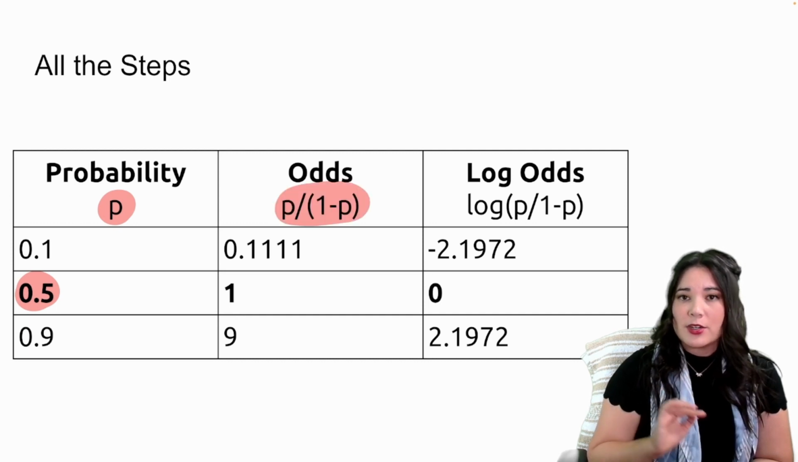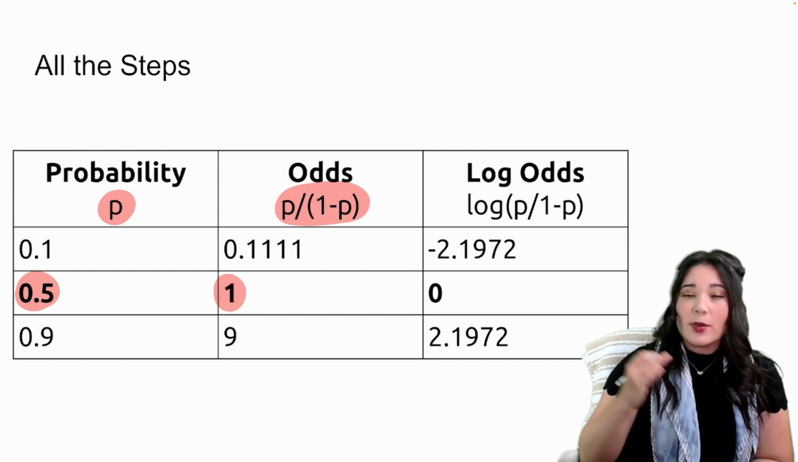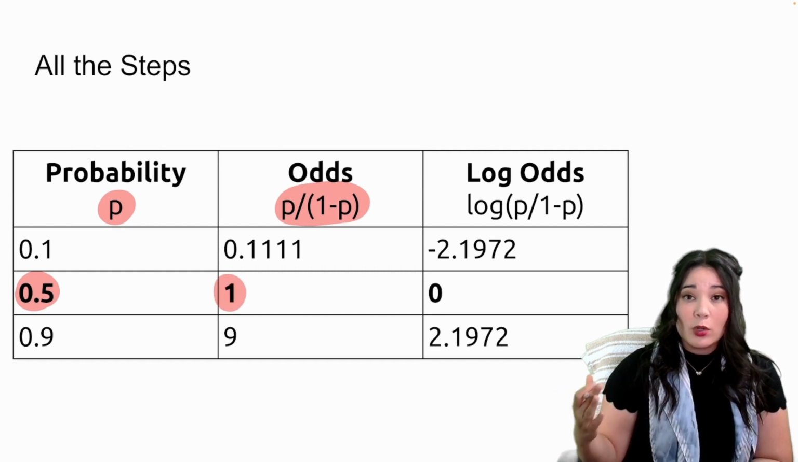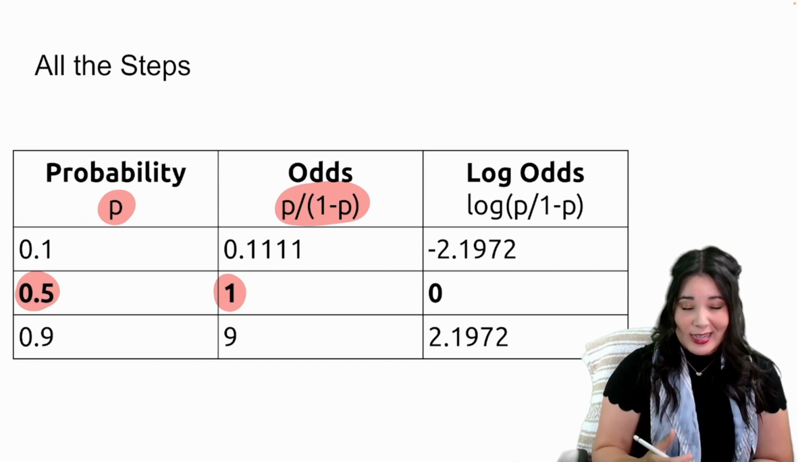Odds range from 0 to infinity, and the important threshold here is 1. Odds above 1 indicate an event that is more likely to happen than not. Odds below 1 indicate an event that is less likely to happen than not.